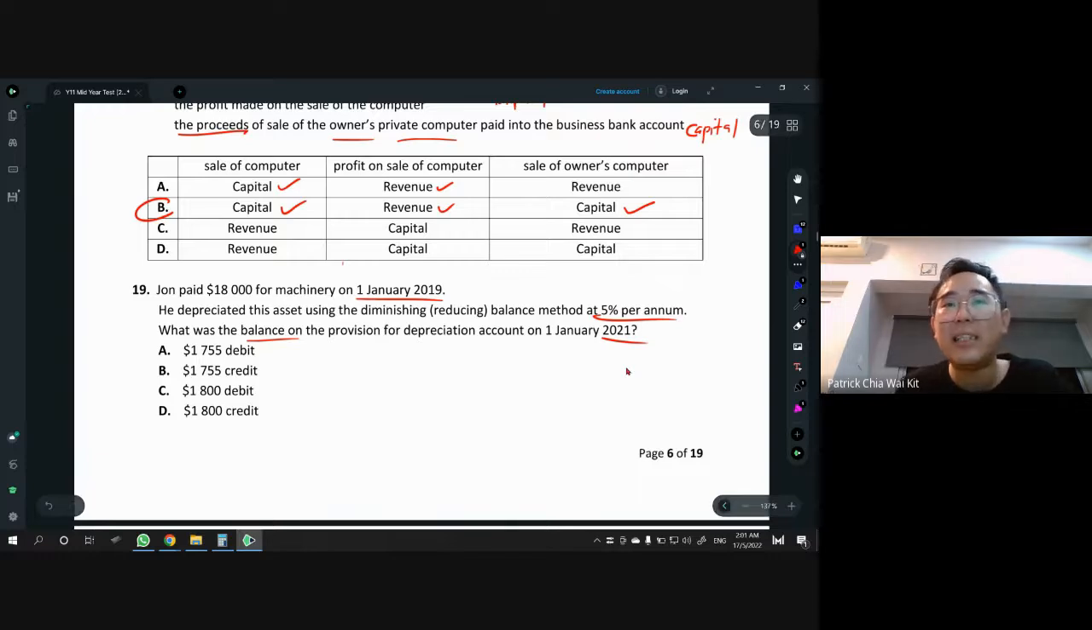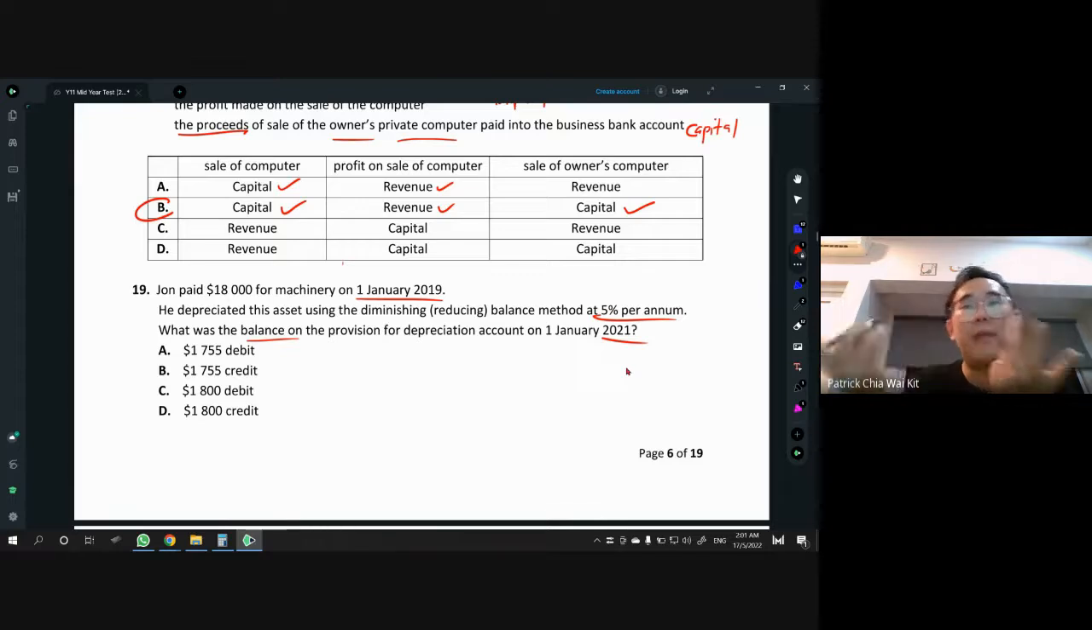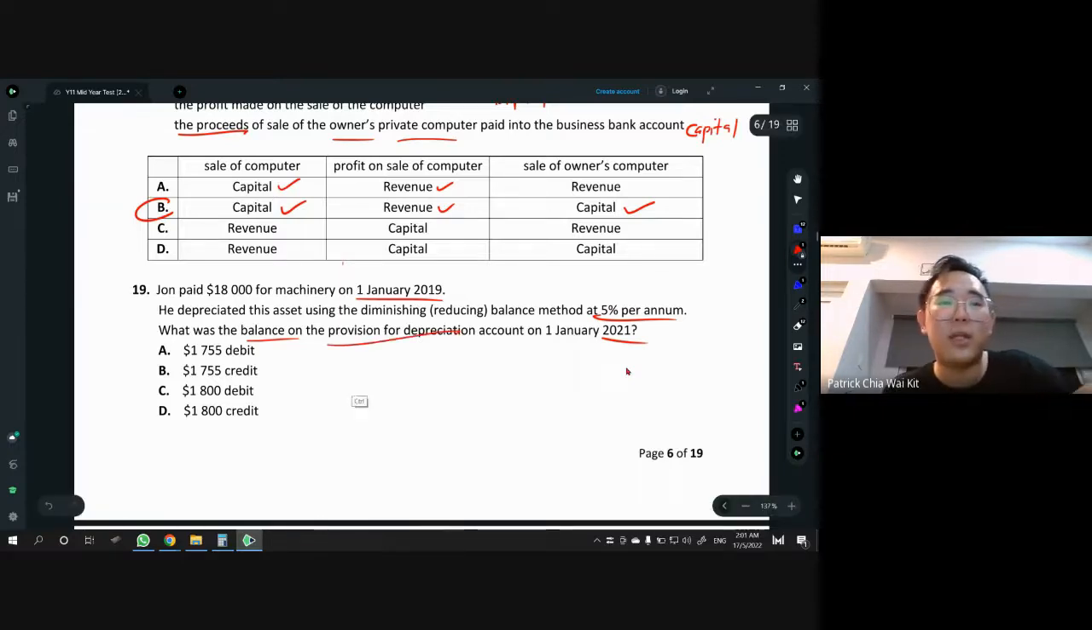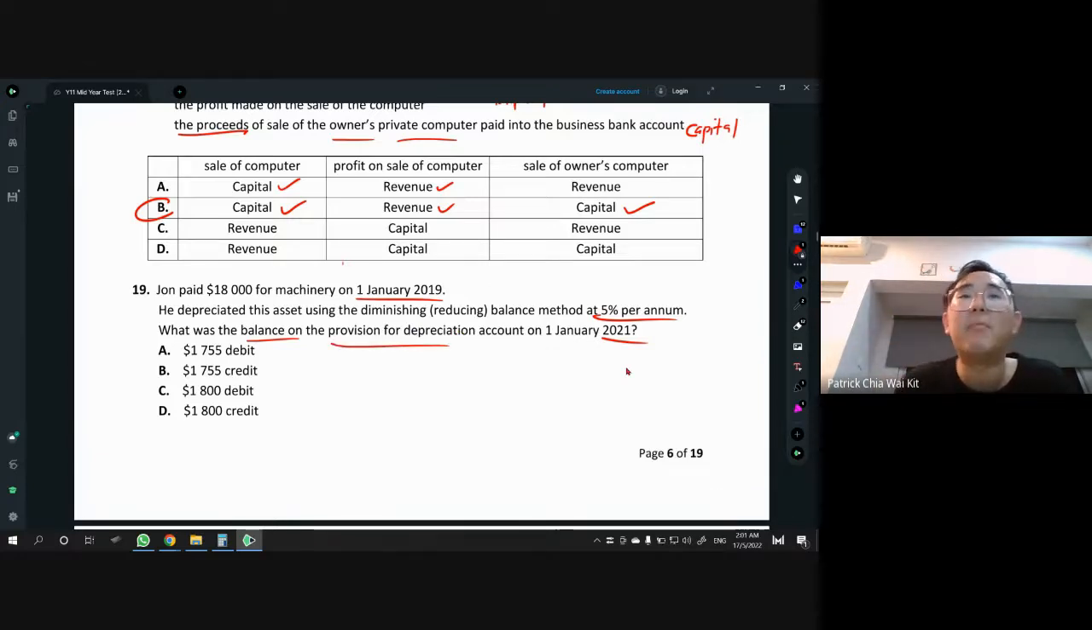So how many years is there? From 2019 until 2021, technically 2019 depreciates 1 year, then 2020, 1 year. And then on 1st January 2021, we haven't used it yet, so 2 years, right? So what is the total depreciation? Because the provision for depreciation account is actually the total. You will see the total accumulated depreciation, something like that.